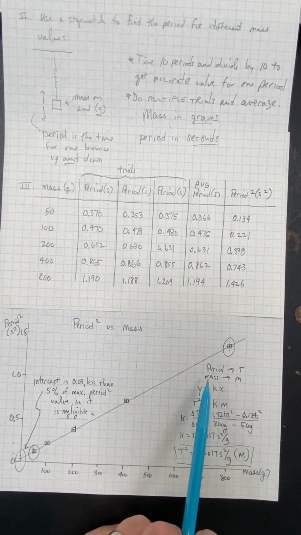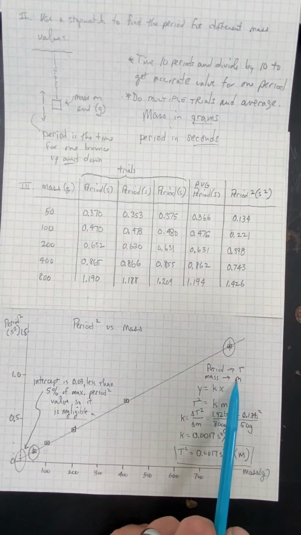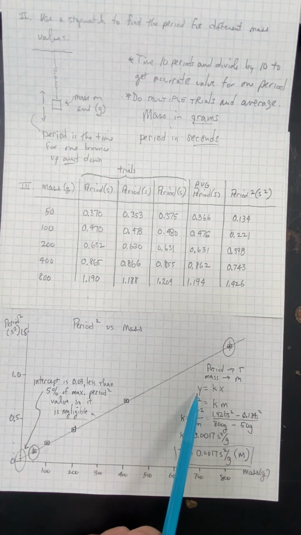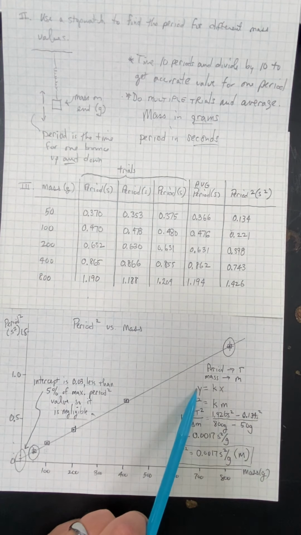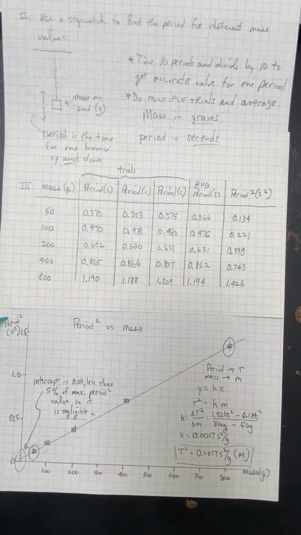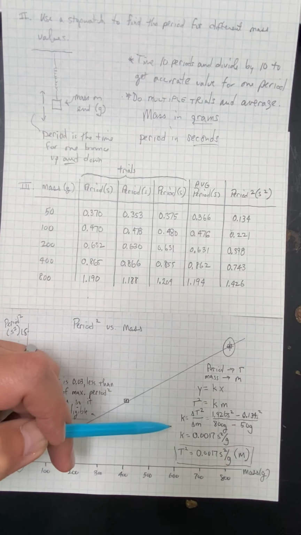So my analysis, first, define your variables. I'm calling period T. I'm calling mass M. This is any line that comes from the origin. Like I said, my intercept is negligible. I can ignore it. But when I don't have a y-axis, look what I have. I have a period squared axis. So I'm not going to write y. I'm going to write T squared, period squared.